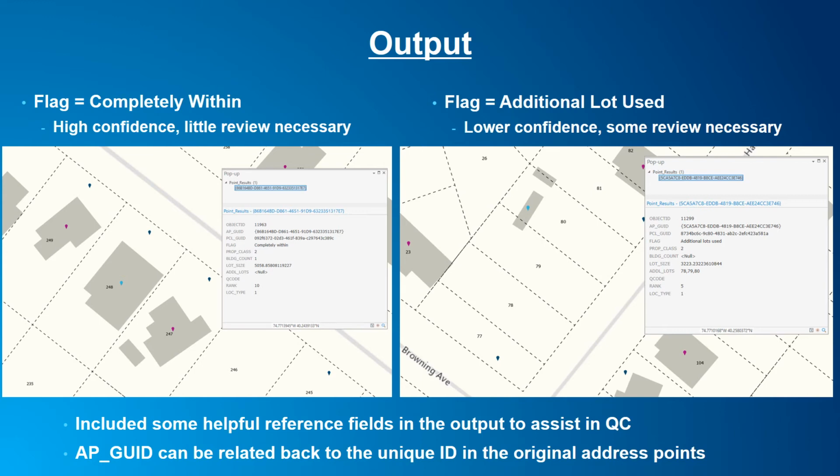You can see on the right we have a flag that says additional lot used. So this means the building that we used for that address point was actually an additional lot. So you might want to give that one some review. You can also see we just included some helpful reference fields in the output to assist in QC. And that AppGUID field is what can be related back to the original address point.